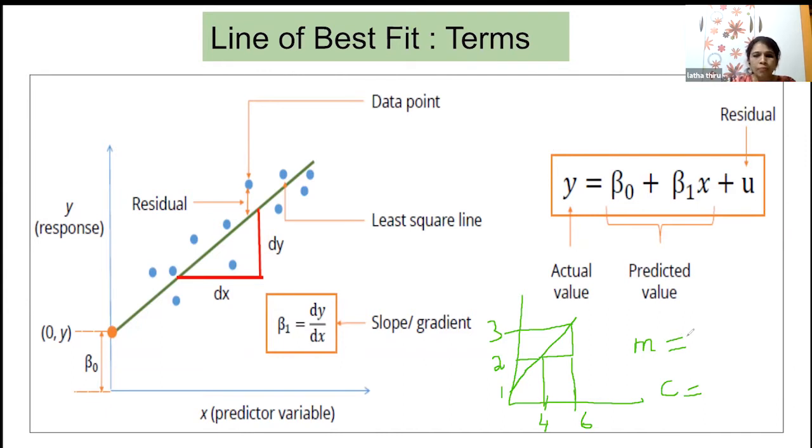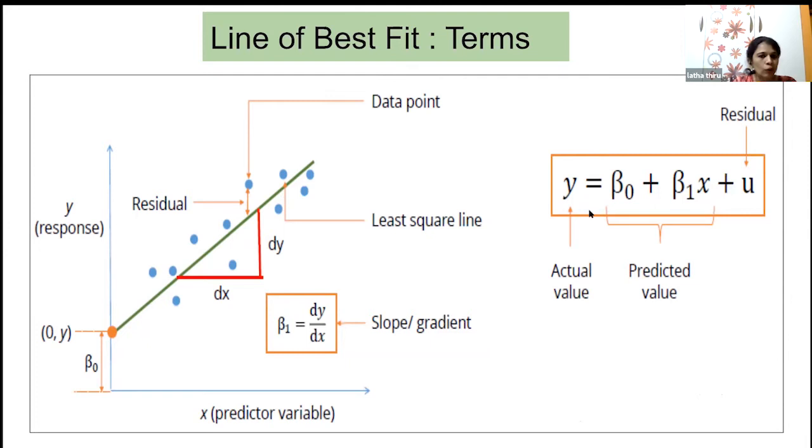m is nothing but dy by dx, right? So what is the change in y over here? 3 minus 2 divided by 6 minus 4, so 1 by 2, which is equal to 0.5. c means where it intercepts the axis, and that is actually 1. So this is how m and c are calculated. You may already know this.